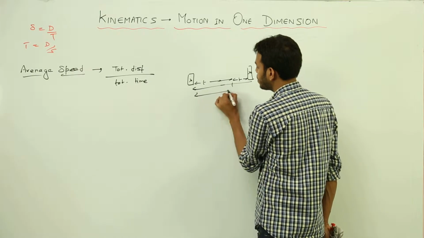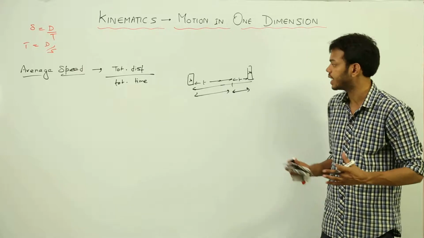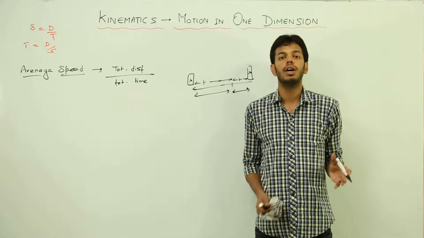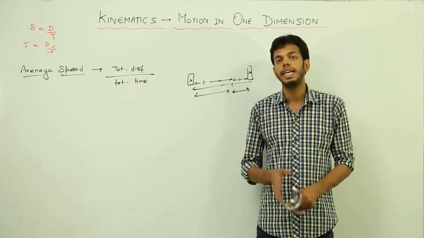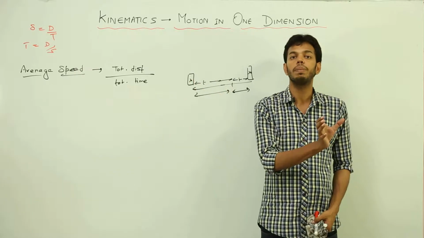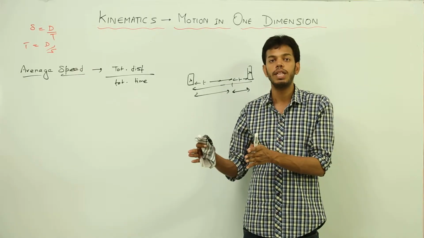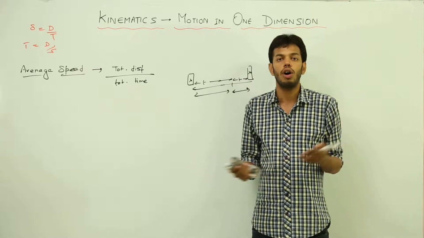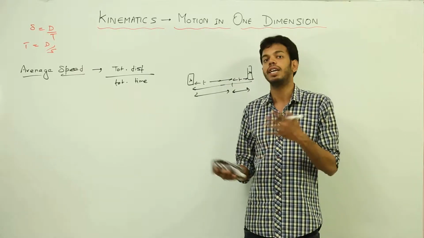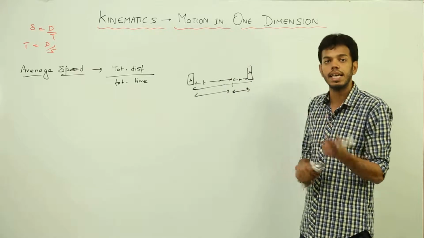So why I have taken this part longer and this part shorter is because I want you to understand the concept that when an object covers some distance in equal time intervals, that does not mean that it will be covering the same distance in both the parts, because the object is moving with different velocities. So when the velocity is small, it will be covering less distance, but it will take more time. Similarly, when the object is traveling fast, it will be covering more distance in less time.